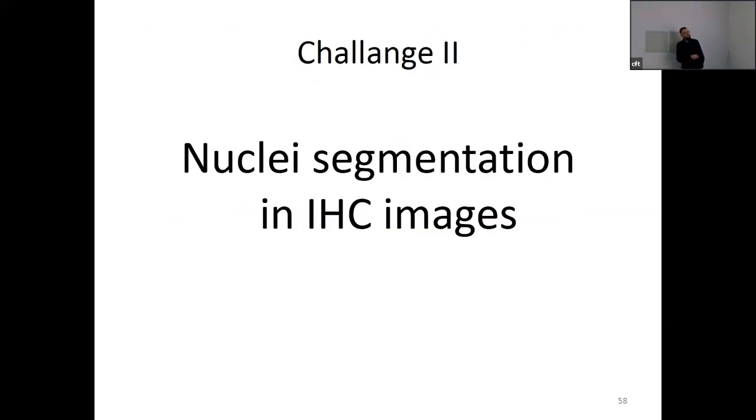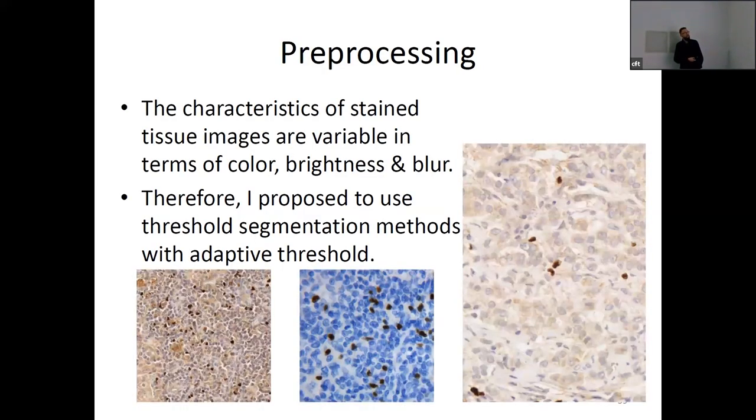Okay, challenge number two is nuclei segmentation in immunohistochemical images. And this is part of my PhD. This is the preprocessing part. So we had different kinds of samples, like here. We can see the strong brown stain here. This one is very blue, where the contrast stain is very strong. And this is more like the average example here.